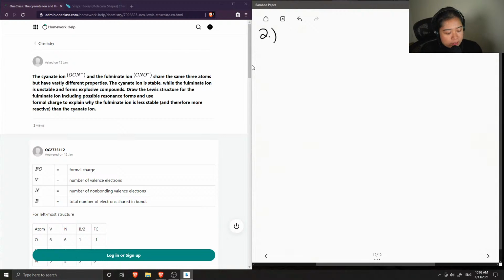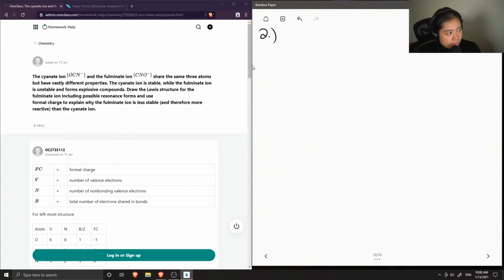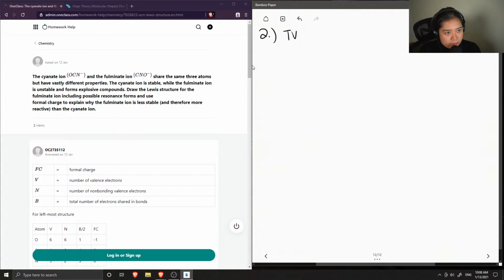Okay, so let's first start off by writing the Lewis structures for both the cyanate and the fulminate ion. If we calculate the total valence electrons for both of these, since they have the same atoms and the same charge, oxygen contains 6 valence electrons, carbon has 4, nitrogen has 5, and because there's a negative charge, we add an extra electron to our count, so we have 16 electrons in total.